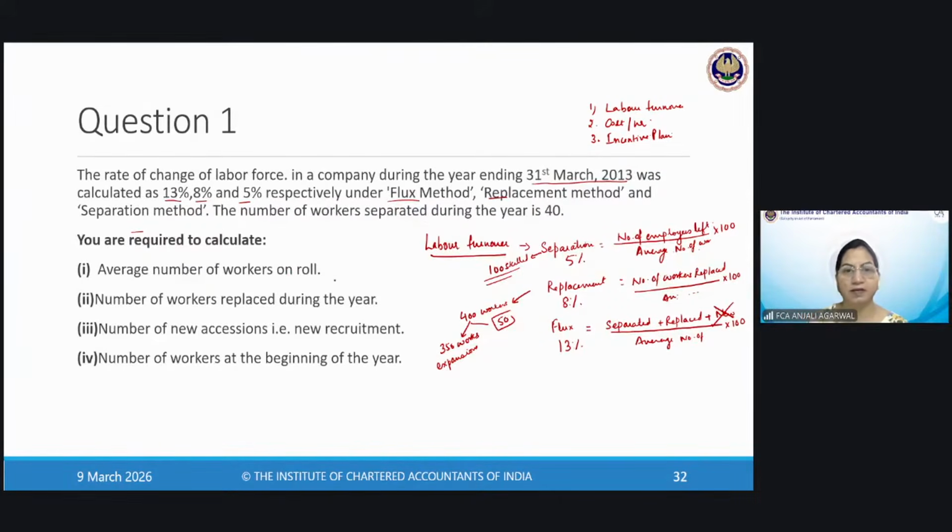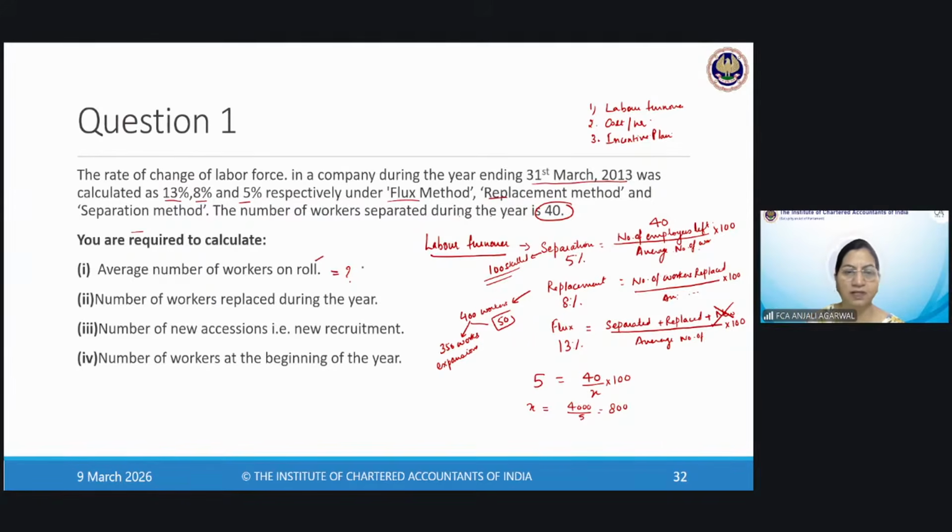So first he is saying, how much is the average number of workers? We have one more information. The number of workers separated is 40. So this will sum up our entire calculation for average number of workers. So 40 is 5% of what? 40 is 5% of 800. Or when you solve, 5 is equal to 40 divided by x into 100. You will get x is equal to 4000 by 5, which is equal to 800.